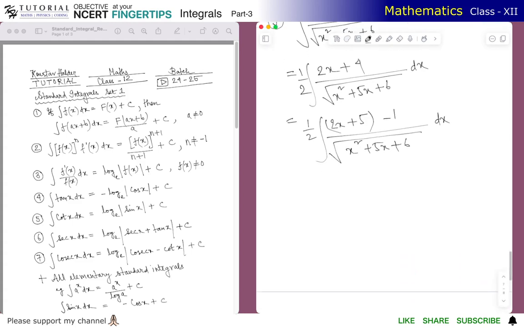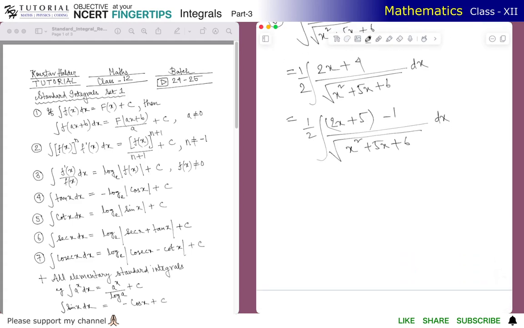Now if I substitute the quadratic expression as t, then the derivative of the quadratic expression, but before that I have to split this into two integrals of the form 2x plus 5 over root of x square plus 5x plus 6 dx. This will be solved, I guess. And what about the other one?